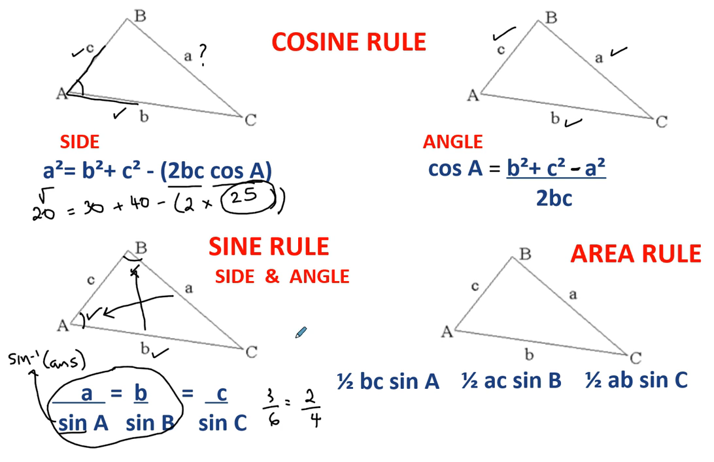All right? Okay. The area rule, again, you need a V. We need a V. Here, again, you need a V, where you have that, and that. Can you see you've got half BC sine A, or half AC sine B, or half AB sine C. So as long as you have your V, you're just going half times that times sine that. All right? Okay.